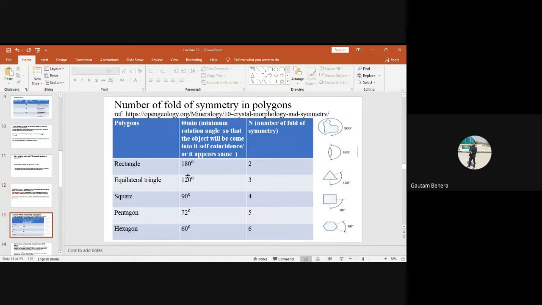Now just have a look. Already I have discussed this one in the previous lecture, but look at these images. So what is the shape of this one? Just tell me quickly. What is the shape of this one?